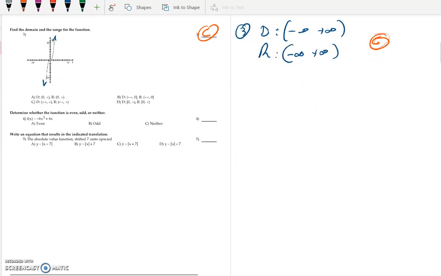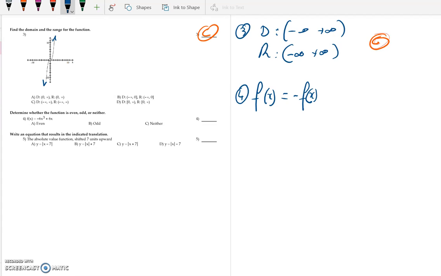Problem number 4. Determine whether the function is even, odd, or neither. Well, how do I know that a function is even, odd, or neither? First, I'm going to calculate f of x, and if f of x equals negative f of x, what am I supposed to have?